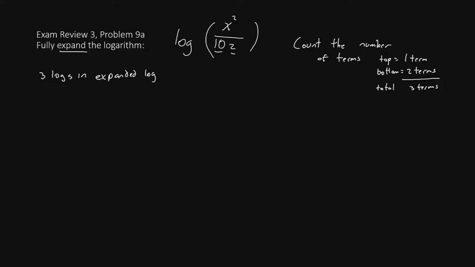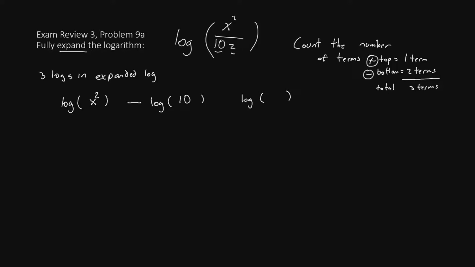So I'm going to start by saying log of something, and log of something else, and log of something else. Now, if the term is on the top, it will be a positive log. And if the term is on the bottom, it'll be a negative log. Our first term will be x squared. It's on the top, so we're going to allow that to remain positive. The 10 is the next term. Since it came from the bottom, it will be negative, so we'll place a minus sign here.